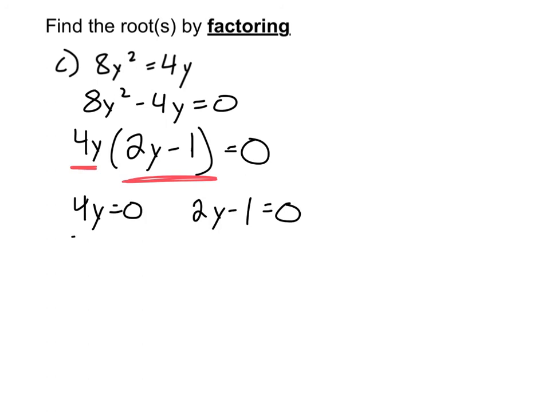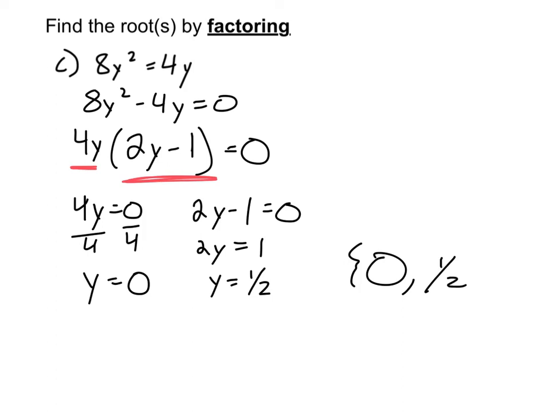So over here I'm going to divide both sides by 4. 0 divided by 4 is 0, so y equals 0 is the solution. And over here I'm going to add 1 to both sides, divide both sides by 2. So there we go. There's my solution set, 0 and 1/2.